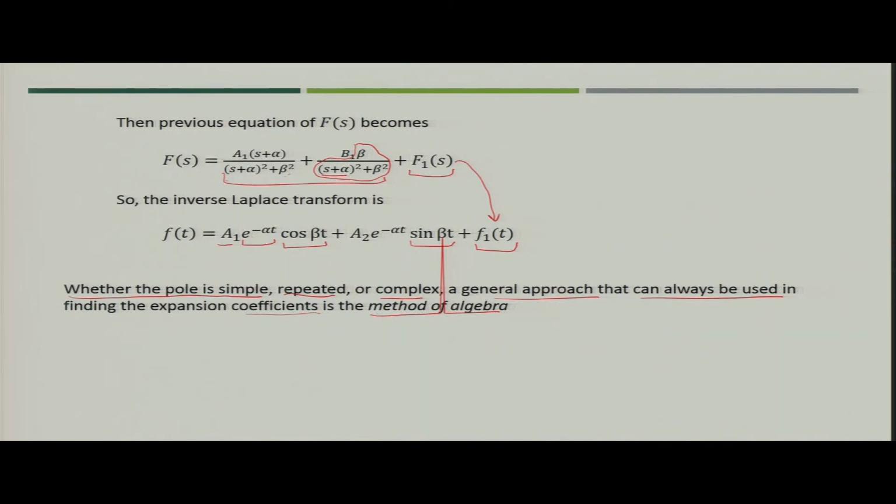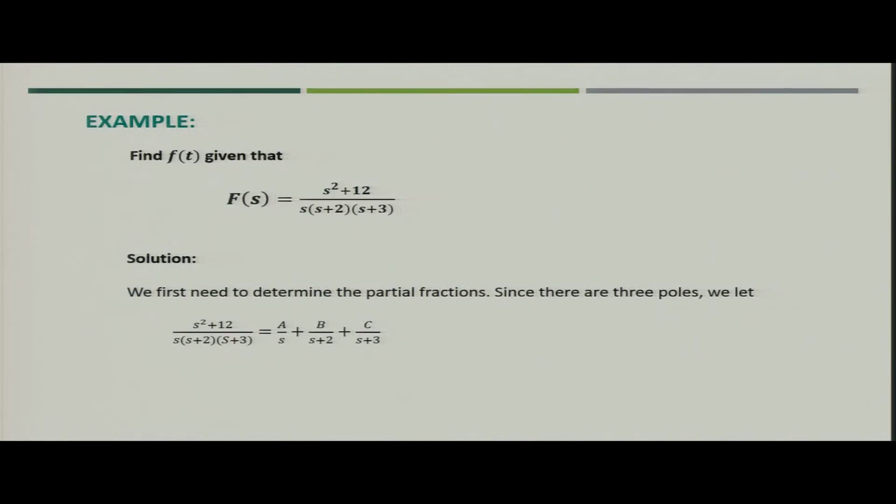So, to understand these concepts, let us understand with the help of one example, so that you are more clear about how to proceed with finding out the inverse Laplace transform. So, let us take one example. We have been given a Laplace transform of f(t), which is given as (s square plus 12) upon s into (s plus 2) into (s plus 3).